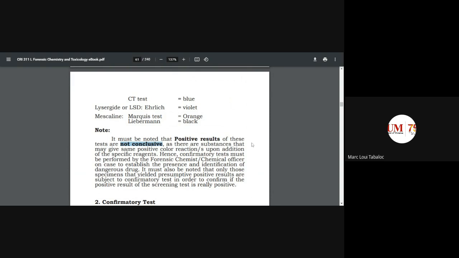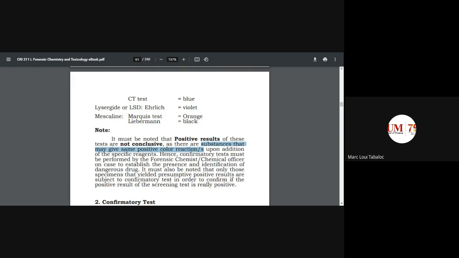It must be noted na yung positive results sa screening test, again, they are not conclusive. Kasi meron pang mga substances that may give the same positive color reaction from the same reagent. So confirmatory tests, of course, would be performed by a forensic chemist. And of course, ang purpose nitong screening test na ito is to establish the presence na, oh, may content ng ganyang classification ng dangerous drug or ng ganyang chemical.